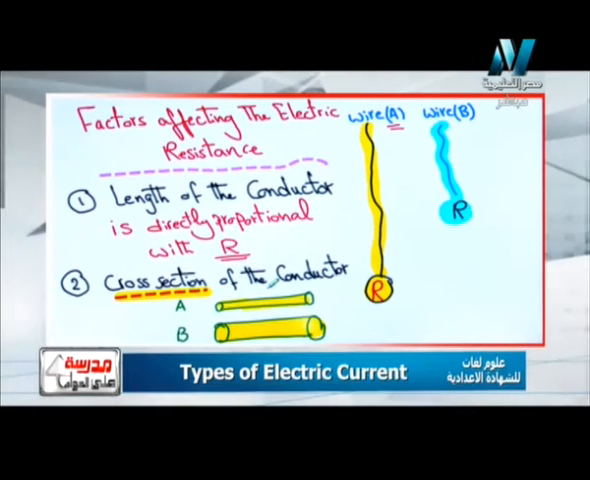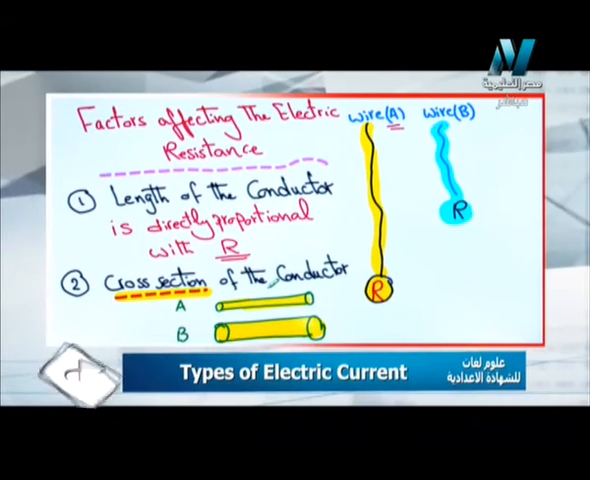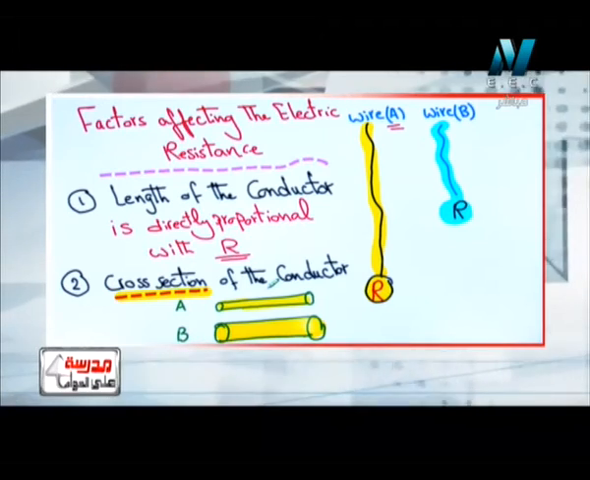So now, dear students, from these two points, we know how we can mention the factors affecting the electric resistance. As we know, number one is the cross section, and number two is the length of the wire. If the length of the wire increases, the electric resistance increases.